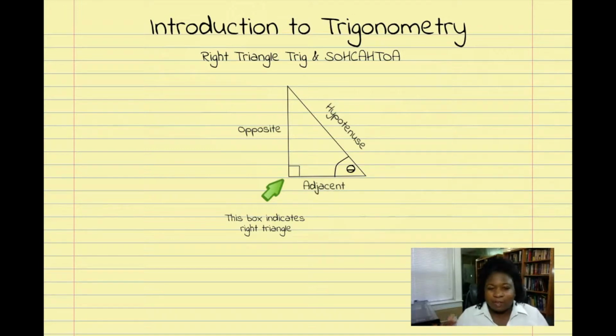And you may have noticed this, but the opposite and adjacent sides will really depend on where theta is. If theta were here at the top, these would be named differently. Just something to take note of. Anyway, that's what you need to know about the parts of the right triangle. Next, we're going to talk about SOHCAHTOA.